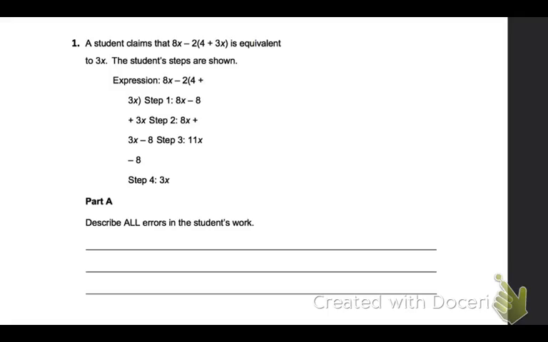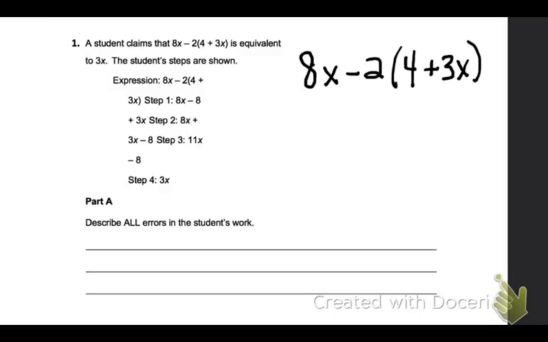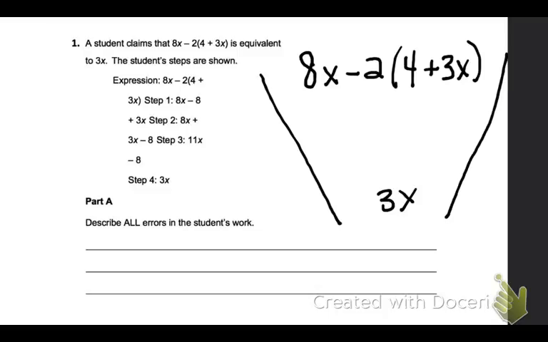All right, we are looking for an error here. The student claims that 8x minus 2 times the quantity of 4 plus 3x is equivalent to 3x. Equivalent means that if I simplify this expression, it should be equivalent all the way down to 3x. Okay, so let's check and see how that student did.